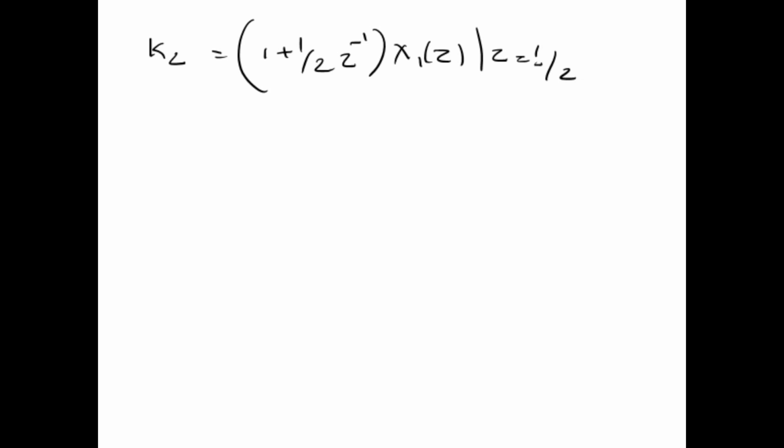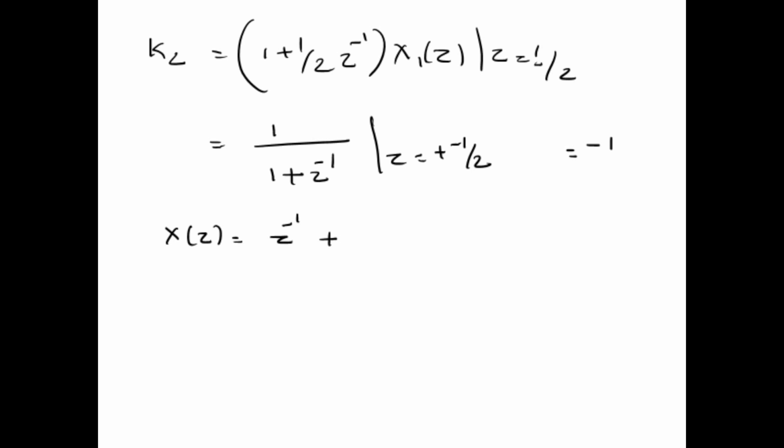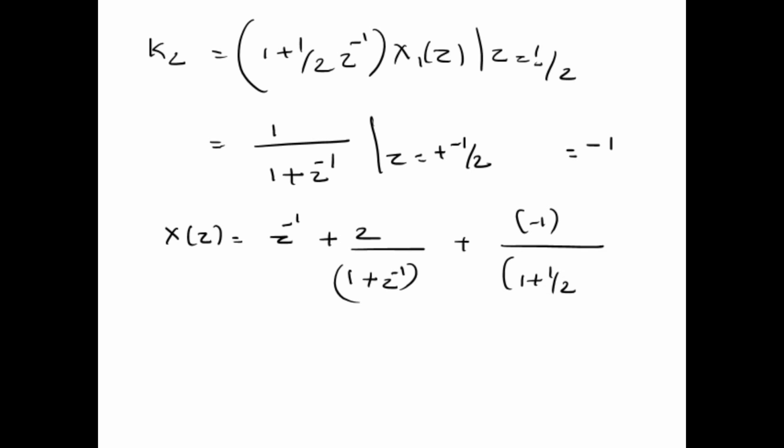Then k2 is equal to (1 + (1/2)z^-1) X1(z) at z = -1/2, which is equal to 1 / (1 + z^-1) at z = -1/2. We get k2 as -1. Then X(z) = z^-1 + 2 / (1 + z^-1) + (-1) / (1 + (1/2)z^-1).